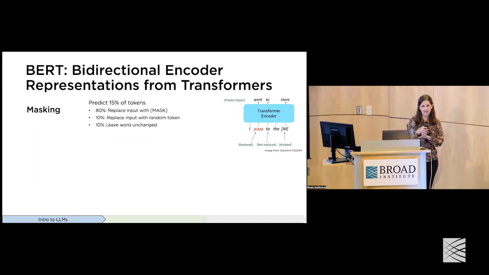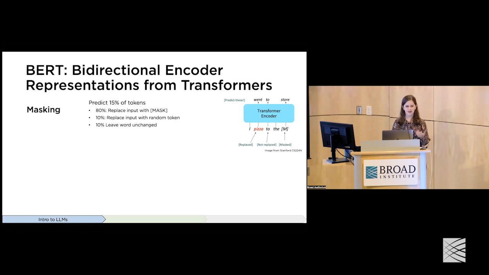Now that we have a high-level idea of how BERT works, let's talk about a few of the details that will come back later. For the masked language modeling objective, BERT tries to predict 15% of all of the tokens in the corpus. Of that 15%, 80% are actually masked, 10% are replaced with a random token, and 10% of the time you leave the word unchanged.